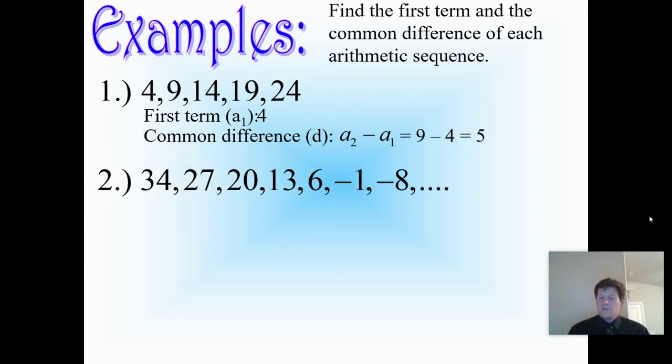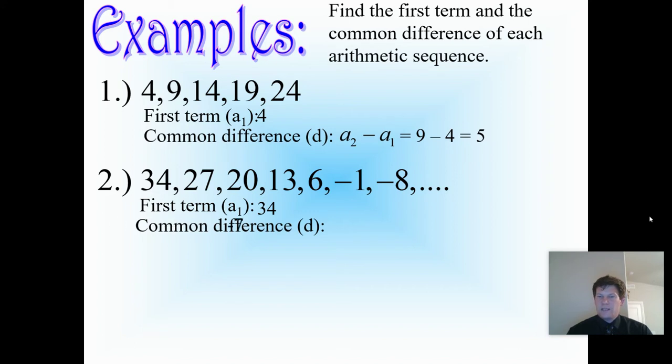Here's my second sequence for this slide. I have 34, 27, 20, 13, 6, negative 1, negative 8. My numbers are getting smaller, so if anything, my common difference is going to be negative because we're subtracting every time. My first term, first number in the list, that's a little simpler to see. That's just 34. Now we can find that common difference by subtracting or just looking at our numbers here. I have 34 minus 27, which makes 7. 27 minus 20 makes 7. 20 minus 13, 7. So our common difference is subtract 7, negative 7.